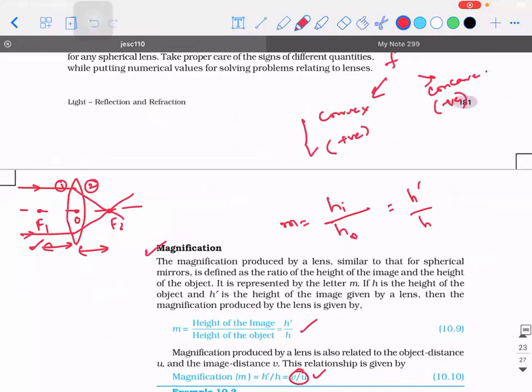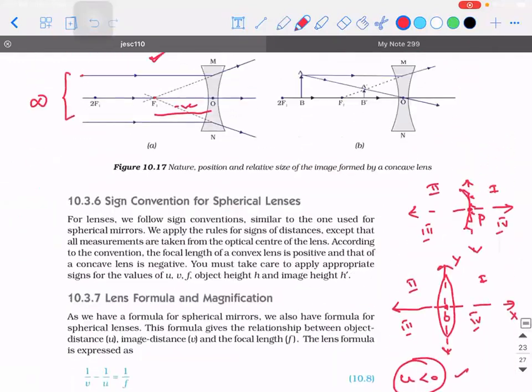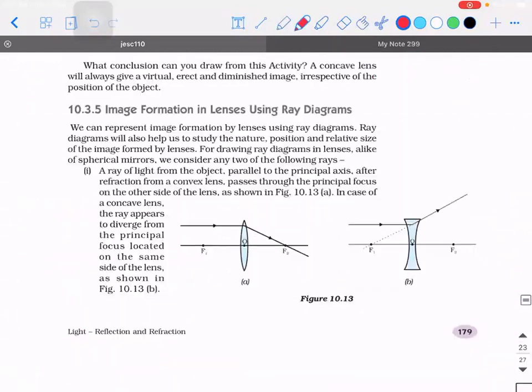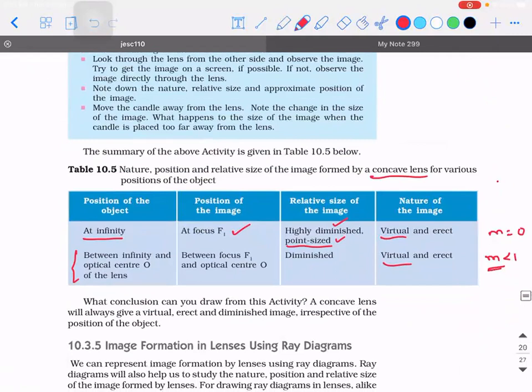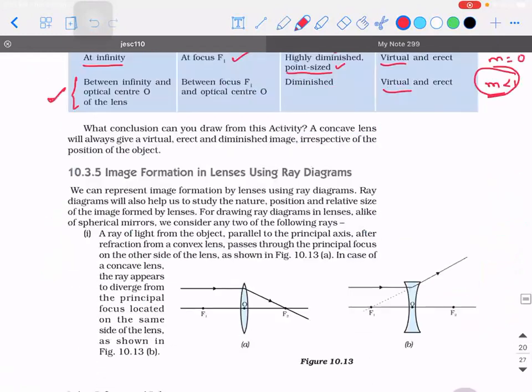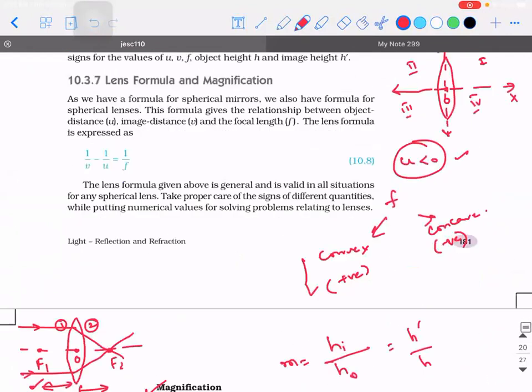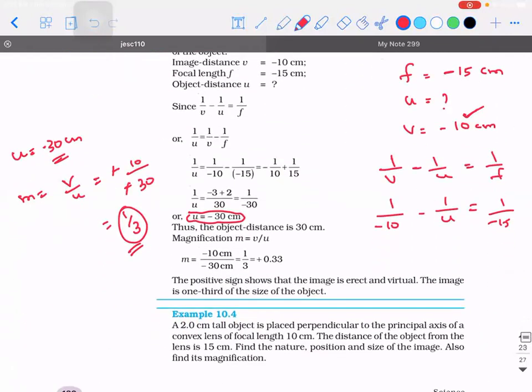Lesser than 1. It's 0.33, no, lesser than 1. So I told you an important point in the table. When you place the object between infinity and optical center, your magnification comes out to be less than 1, right? So our theory is right. Right. Now, one more important point to be noted.